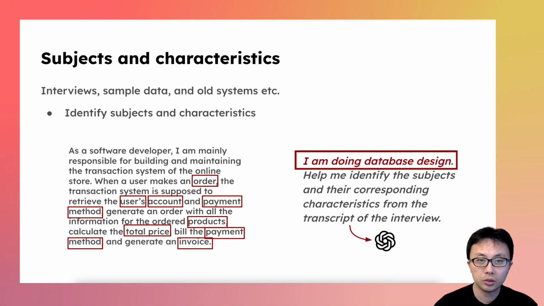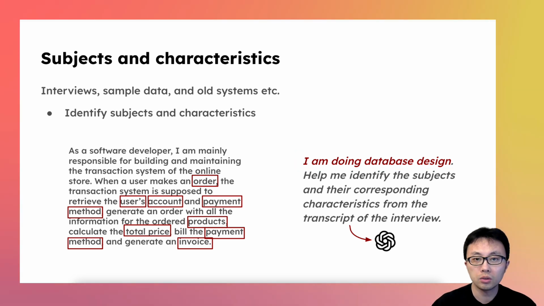The context, I'm doing database design, is kind of important. Without it, ChatGPT may or may not know what you are doing. And one important feature about generative AI tools is that they are terrible at asking clarifying questions, or say they don't ask any clarifying questions at all.